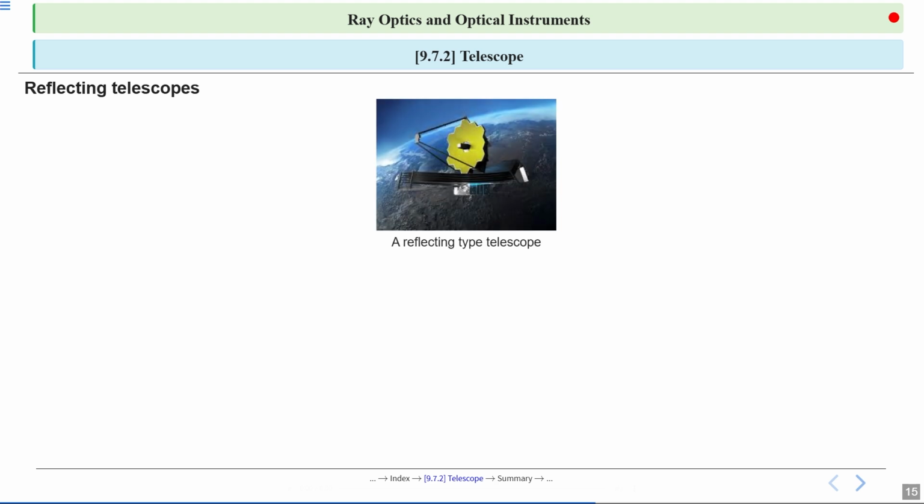Here we have an image of a reflecting type telescope. Reflecting telescopes use mirrors to gather and focus light, which is a key difference from refracting telescopes that use lenses. Notice the design and structure, which allows for capturing clearer images of celestial bodies. This is the image of the James Webb Space Telescope, which was sent by NASA to observe galaxies, planets and stars.